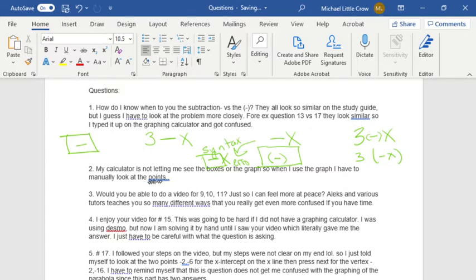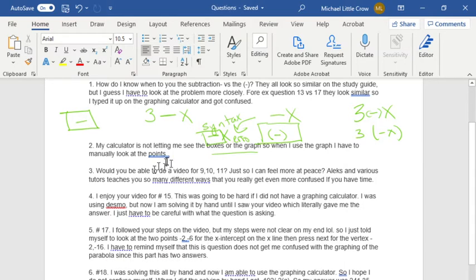Calculator, I'm not quite sure what question 2 is about. It's not letting me see the boxes or the graph. So when I use the graph, I have to manually look at the points. If this is still an issue, maybe give me a screenshot or a photo, and I'll take a look. Number 3, I have posted questions 9, 10, 11, and 12. Those are now in Canvas.